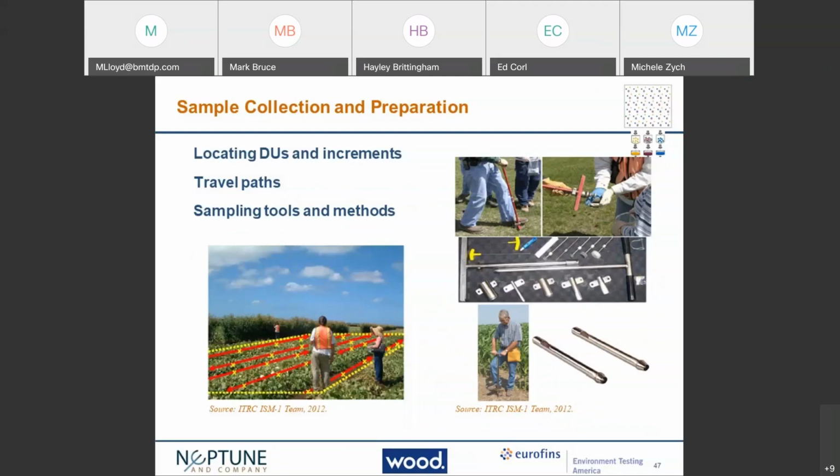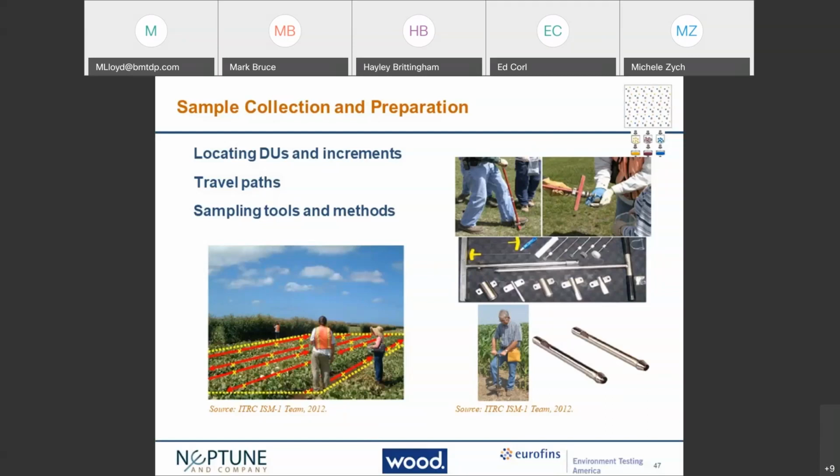All right, and then sample collection and preparation includes locating your DUs and the general area of your increments. You want to identify the travel path so that you most efficiently can get through your sampling DU and be consistent with your approach. Another benefit to ISM is that your data is representing your entire decision unit. So your survey data really only needs to identify the size and location of your DU. You don't need to survey all the individual increment locations for that reason.